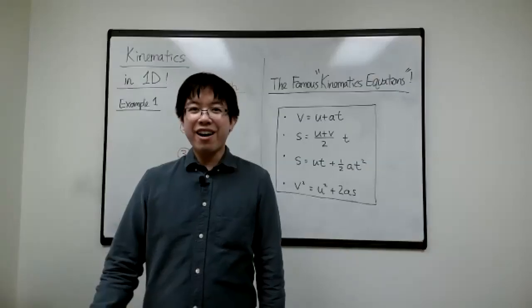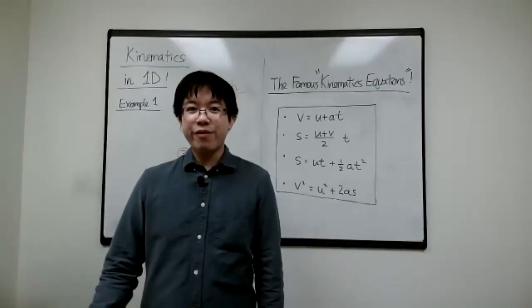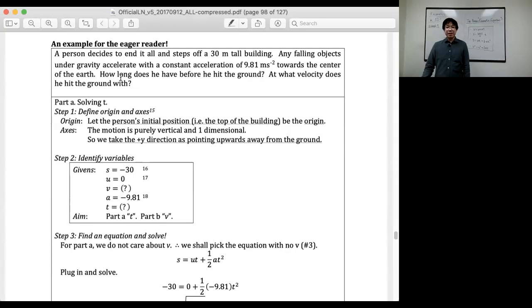Okay, so we are ready to look at our very first example. Let's give this a try and see how we use these kinematics equations, or SUVAT equations. So let's look at this example. A person decides to end it all and step off a 30-meter building.